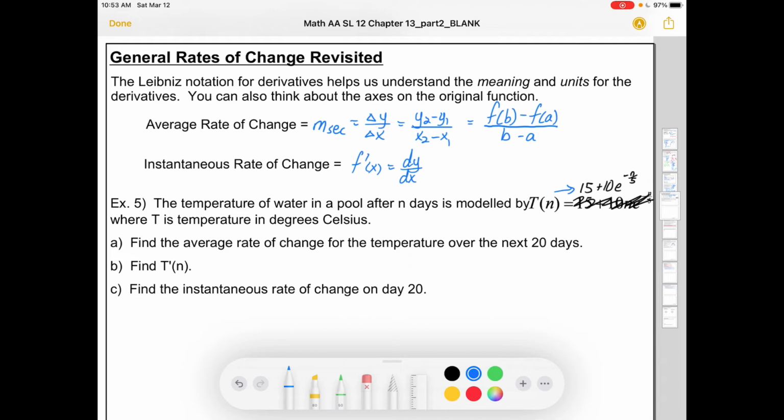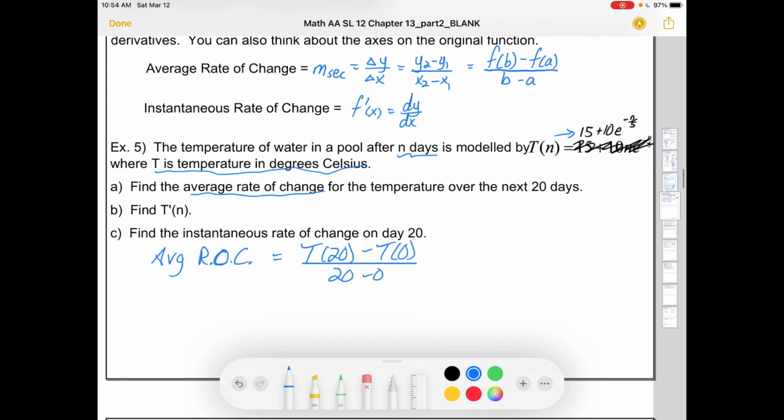The temperature of water in a pool after n days is modeled by this function. So n is days, T is temperature in Celsius. Find the average rate of change. Okay, so that means we're going to need the temperature at day 20 minus the temperature at day 0, over 20 minus 0.